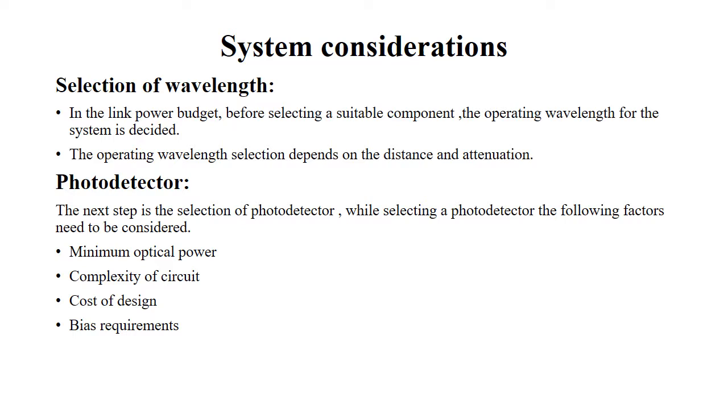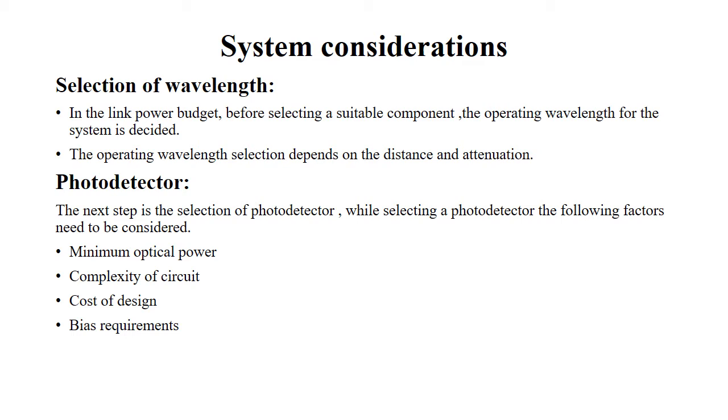Now the system considerations. Here there are two system considerations: one is selection of wavelength and another one is photodetector. First one, selection of wavelength. In the link power budget, before selecting the suitable component, the operating wavelength for the system is decided. The operating wavelength selection depends on distance and attenuation. For shorter distance, the 800 to 900 nanometer region is preferred, but for longer distance the 1300 or 1550 nanometer region is preferred due to the lower attenuation and dispersion.